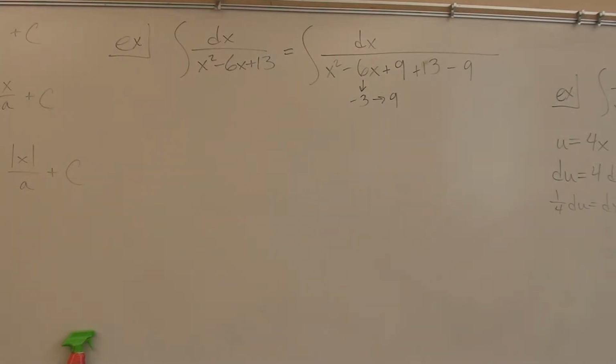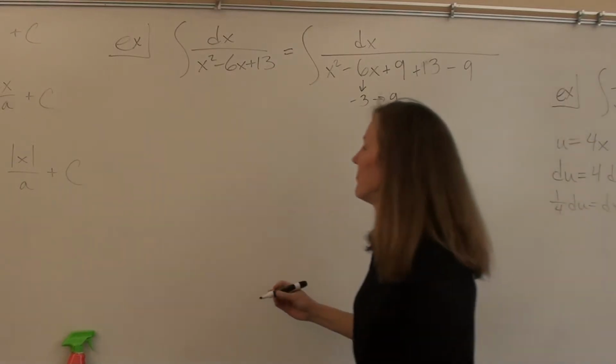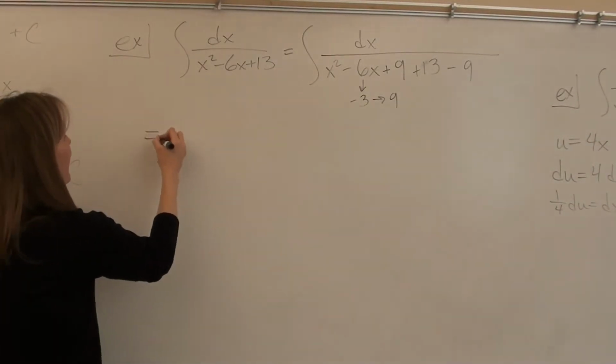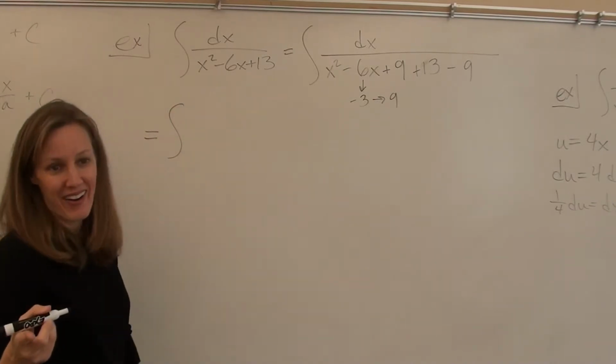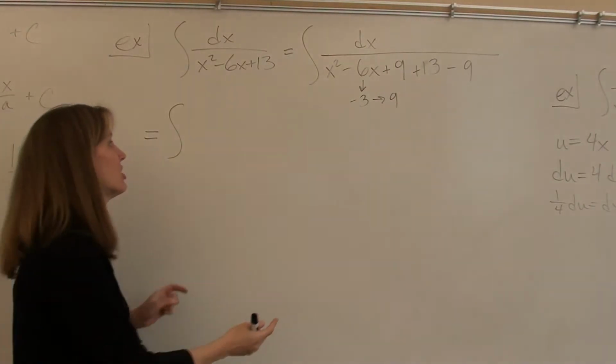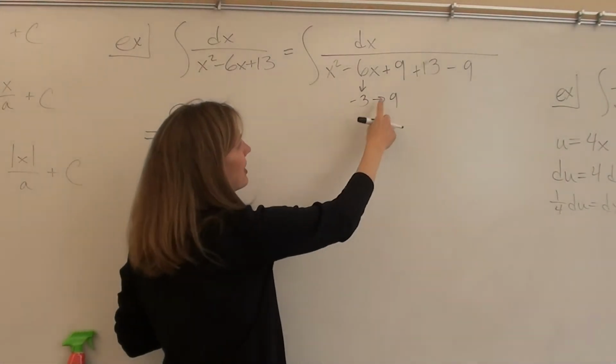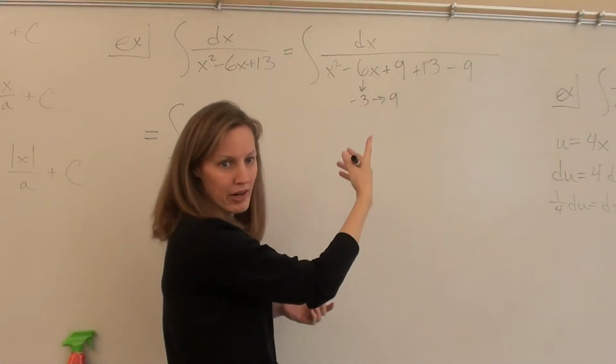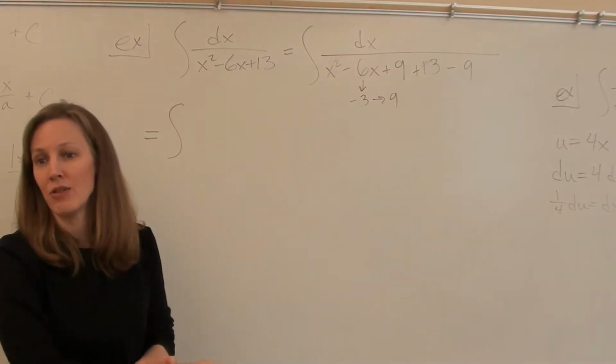Do you all agree that that was a legal thing to do? All right, good. What did that accomplish? I completed the square. The process of completing the square is just taking the middle term, halving it, and squaring it. That's all. And that just gives you the constant that you need.